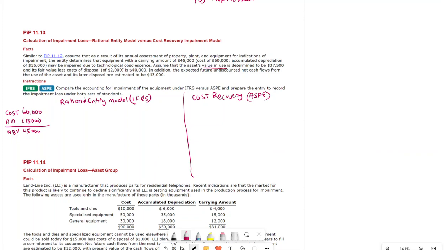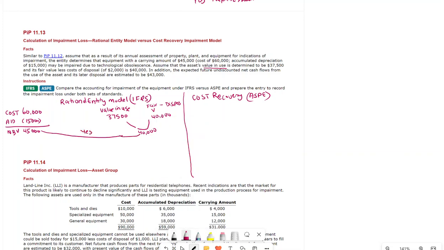When you do a value in use, that is used by IFRS. So I'm going to take a value in use, and that is 37,500. Then what we need to do is compare it to fair value less disposal. In this case, fair value less disposal is $40,000. So we take the higher amount, that becomes your recoverable amount, that is $40,000. Is this impaired? Yes, it is impaired.